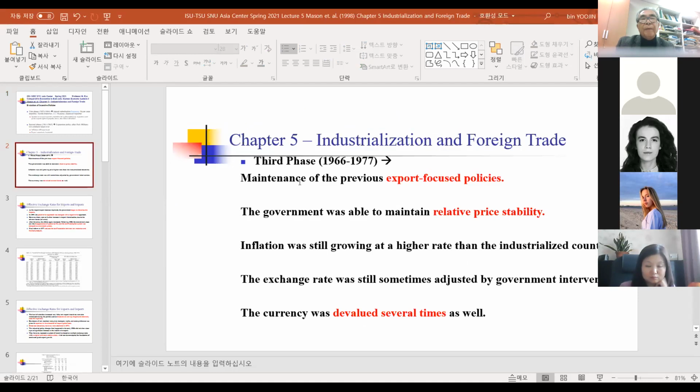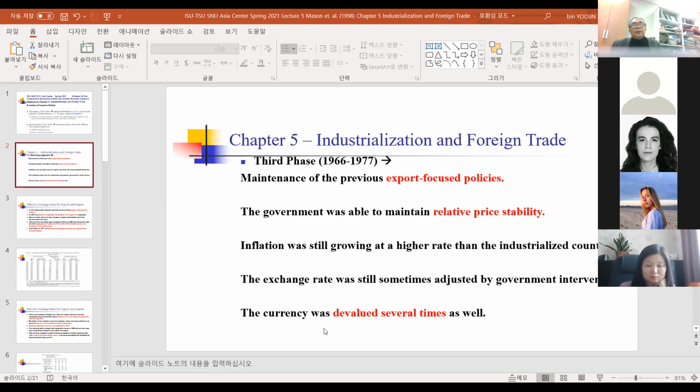So into the third phase, maintenance of the previous export-focused policies, the government was able to maintain relative price stability. Inflation was still growing at a higher rate than in the industrialized countries. The exchange rate was still sometimes adjusted by government intervention. The currency was devalued several times as well to make their exports competitive.